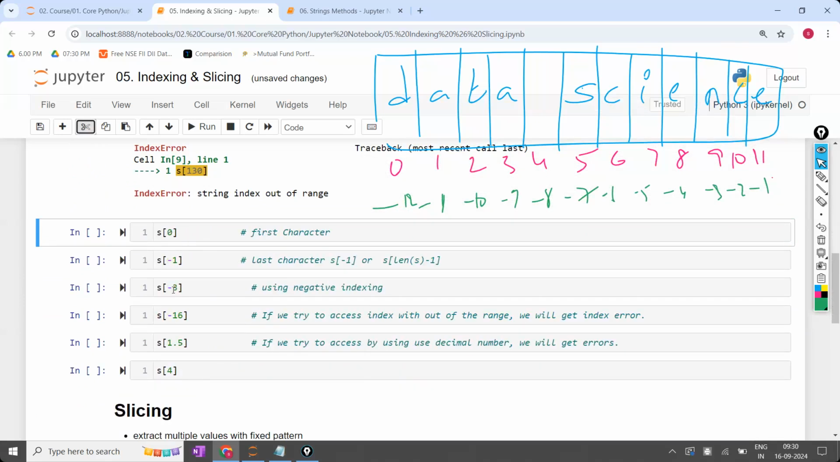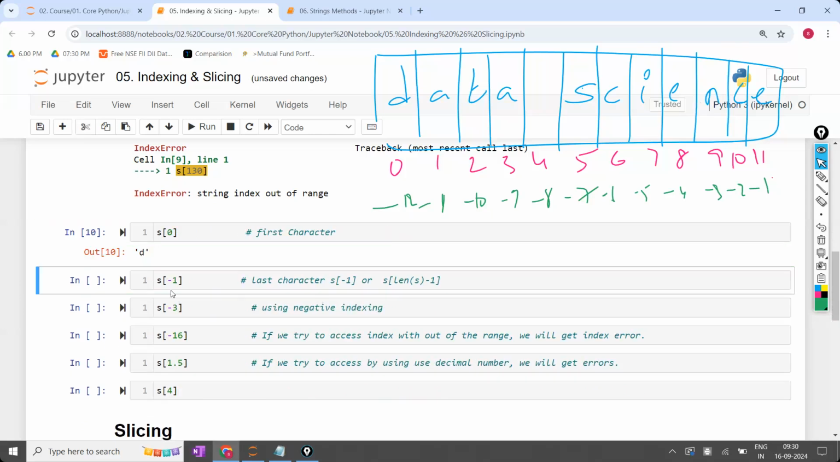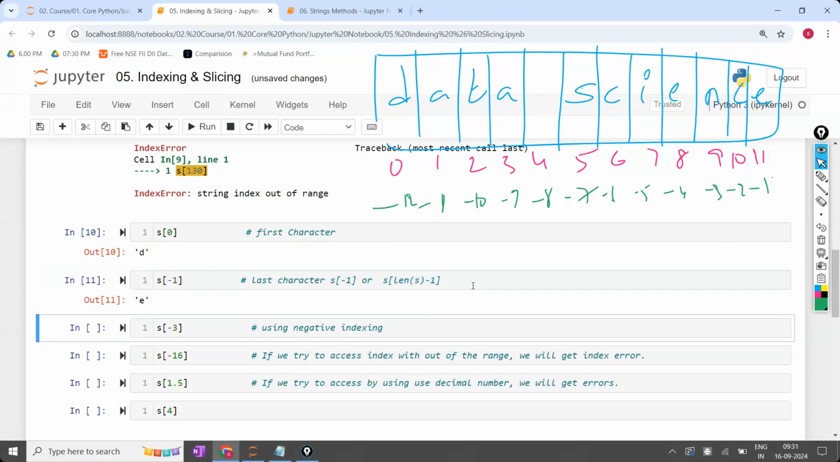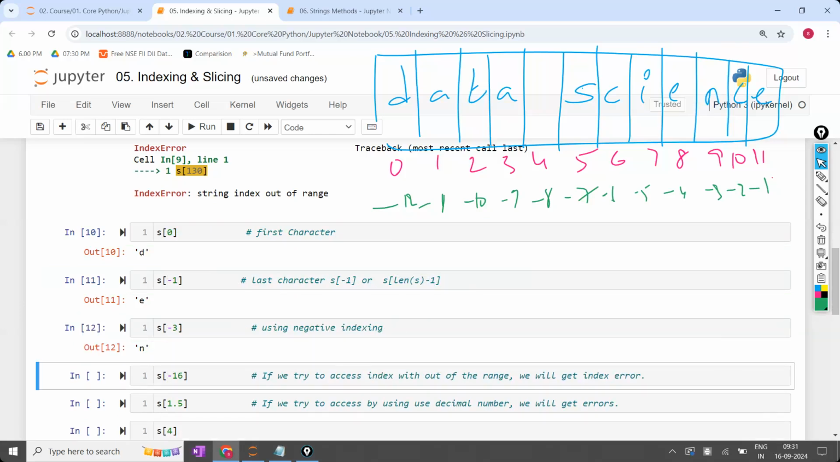So S of 0 is going to give you the first character, that is the string D. S of minus 1 will always give you the last character. So for the last character, two ways are there. One is simply go with minus 1, or first calculate the length of S minus 1. The length of S is 12, 12 minus 1 is 11. Okay. So next, S of minus 3, you can even go with the minus also.